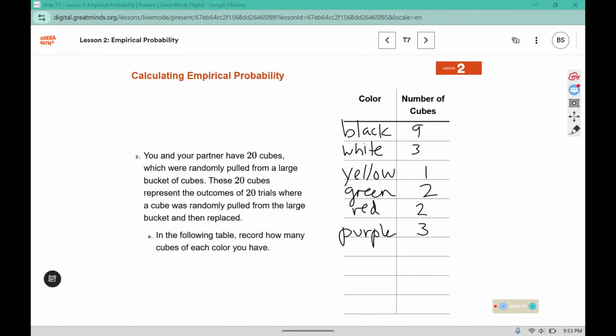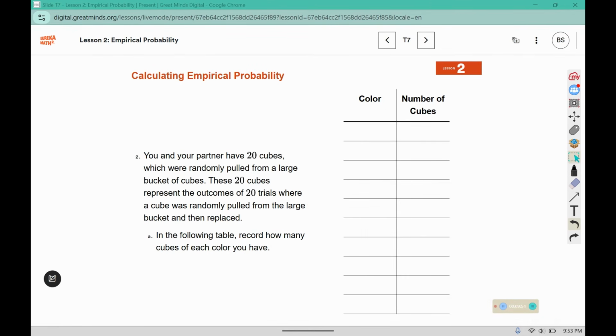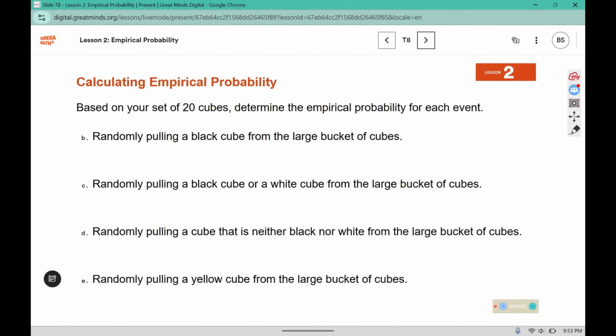Then we need to answer the following questions regarding this set of data. Based on your set of 20 cubes, determine the empirical probability for each event. That means the experimental probability. So randomly pulling a black cube from the large bucket of cubes? Well, there were 9 out of the 20 cubes.